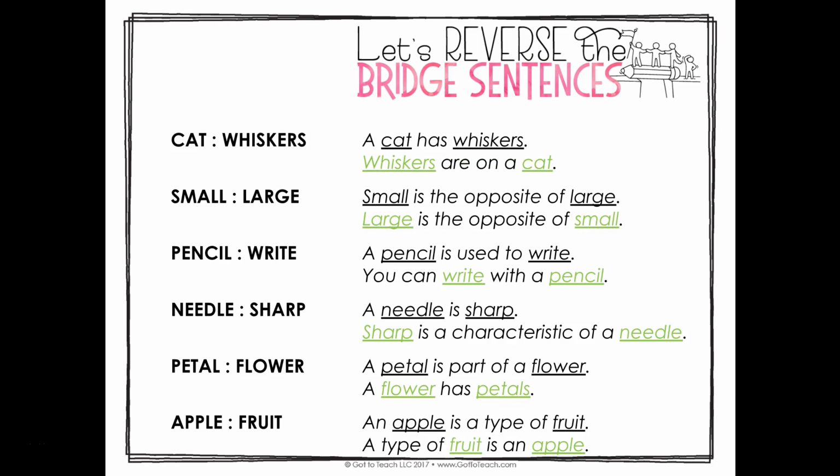So this is what the reversed bridge sentences should look like. Whiskers are on a cat. Large is the opposite of small. You can write with a pencil. Sharp is a characteristic of a needle. A flower has petals. A type of fruit is an apple. Just like before, if you need to make any changes or corrections, use a red pen or a different colored pen, but don't erase your answers. Write over the corrections that you need to make. Pause here if you need more time.